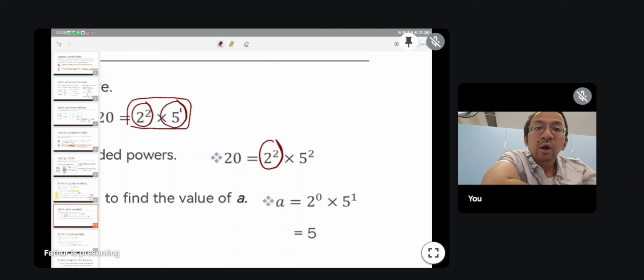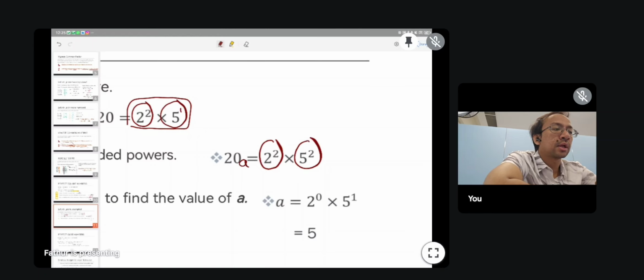5. The power is 1. So must I add? Yes, right? Because 1 is not an even number. So what's the smallest even number that is larger than 1? Smallest even number that is larger than 1. 2. So 5 power 2. So once you get this already, this is the value of 20a.